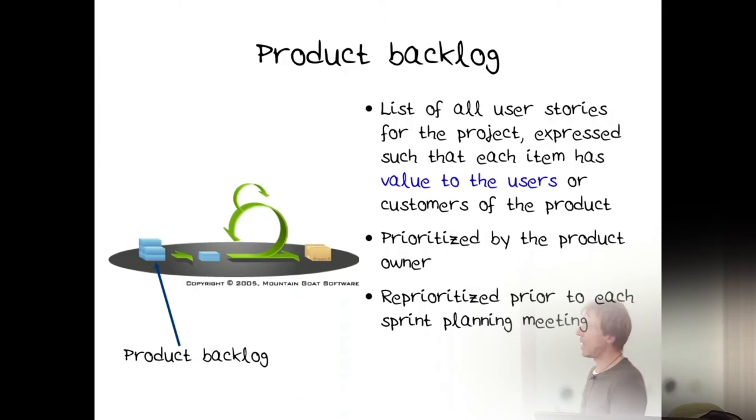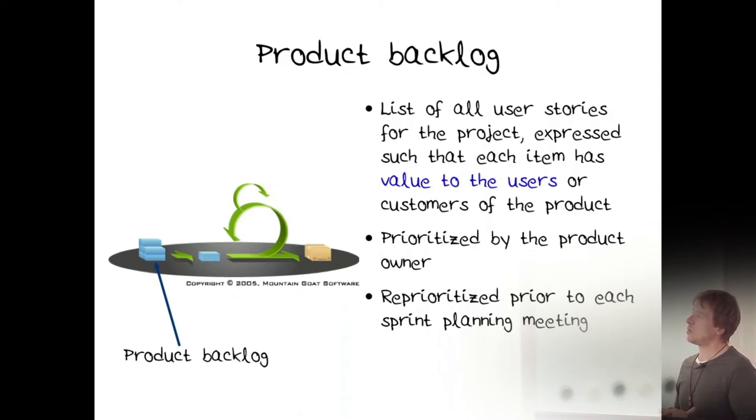So the product backlog. The product backlog is a list of all user stories, a list of all features expressed in such a way that each item has a value to the end user or the customer. And it's prioritized, as I said, between every sprint by the product owner and reprioritized, yes.